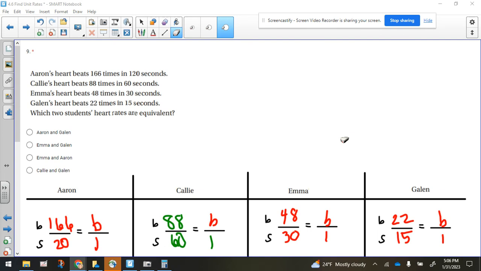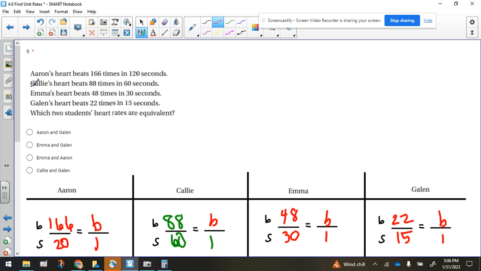We're looking at number 9. Lots going on in this question, so let's take a look. Aaron's heart beats 166 times in 120 seconds. Do you see how I organized the workspace with all the people's names, and I wrote the ratio for each person for beats per second? Remember, we want to find the beats per 1 second.